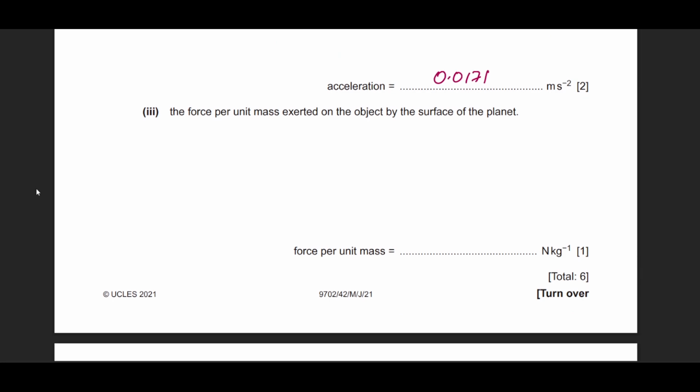The force per unit mass exerted on the planet by the surface of the planet. This is an interesting question. You see, in terms of the surface of the planet, the normal reaction is in the upward direction and the force of gravity is in the downward direction, right? Now, the centripetal force is exerted because of the resultant of the two forces. So the force of gravity, which is weight, minus the normal reaction, which is in the upward direction, is going to cause the centripetal force. So let's replace them with the respective formula.